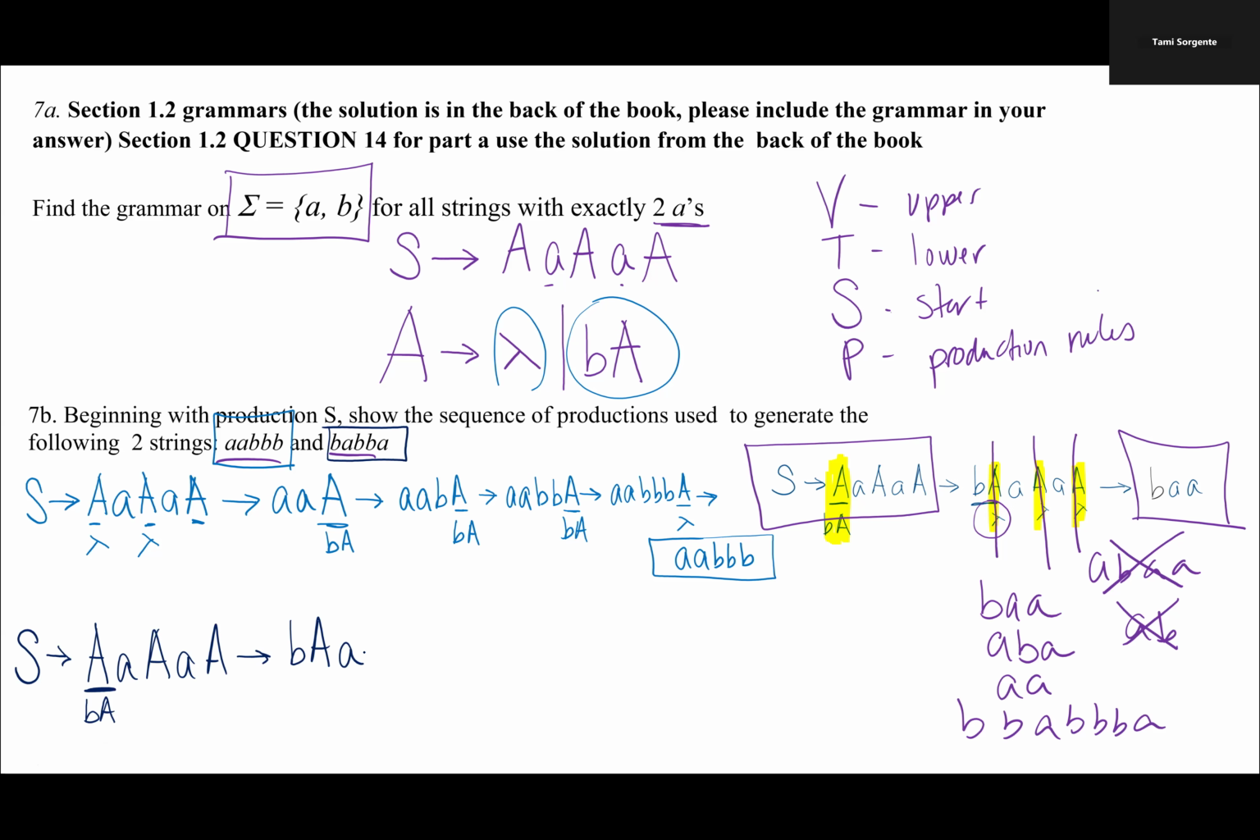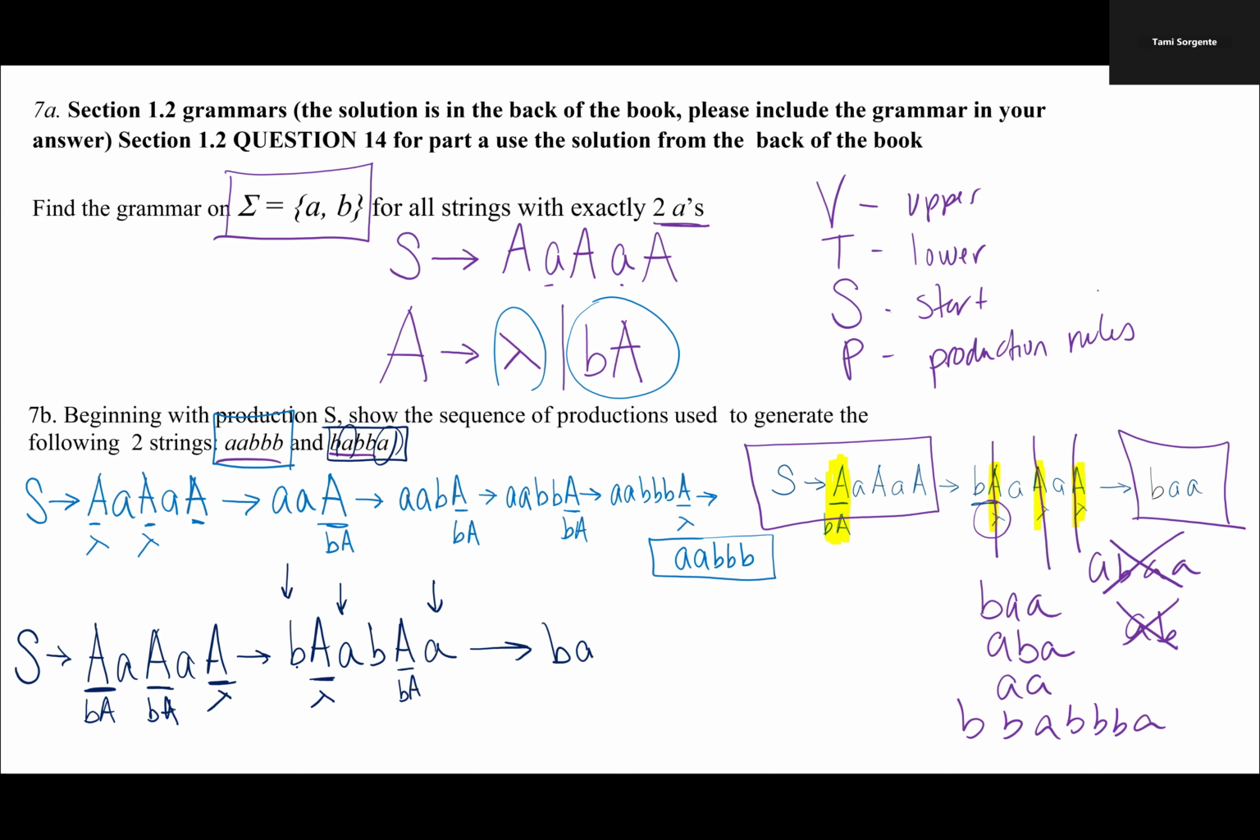And on this one, I'm also going to pick up a B because I need to have B's in there. So I'm going to pick up a B here. And then I'm going to leave my little a. And then on this one right here, I'm going to lambda that one out because it ends with an A. So I've gotten my two A's here. I've gotten my one B at the beginning. So on my next production, I can replace this one with lambda. So I have B, A, and I can pick up another B here.